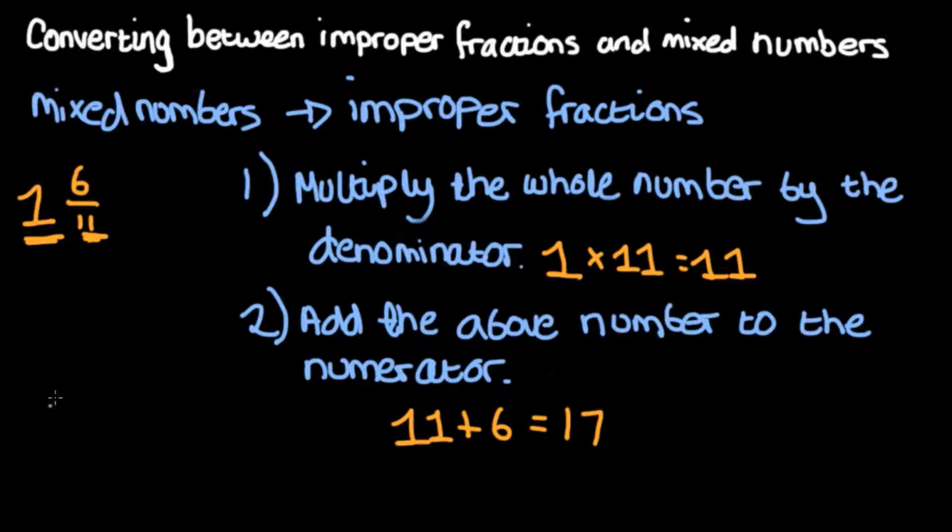Now we can put our improper fraction together. Like before, the numerator will be this number here we calculated, 17, and the denominator will be the denominator from the original mixed number. Our improper fraction is therefore going to be 17 over 11. And like before, we can convert this back into a mixed number. Give it a go.